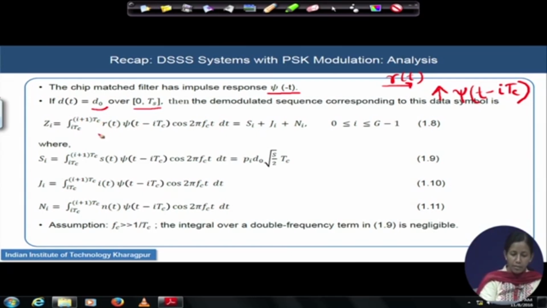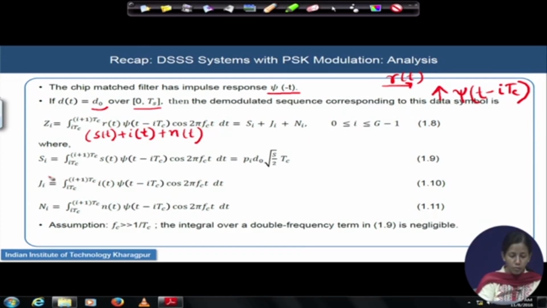Remember, this RT is a combination of the intended signal plus the interference, which is the jamming signal, and also the noise. So, obviously, this integration will have three parts. The part contributing to the intended signal will be ST psi t minus ITC and cos 2 pi f c t dt, which we will mention here as SI.